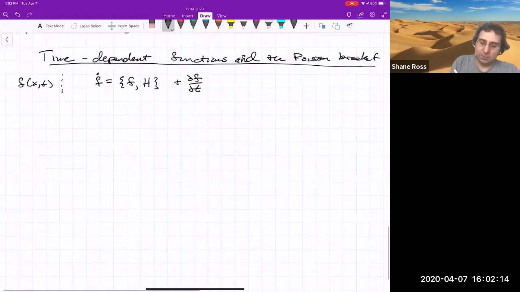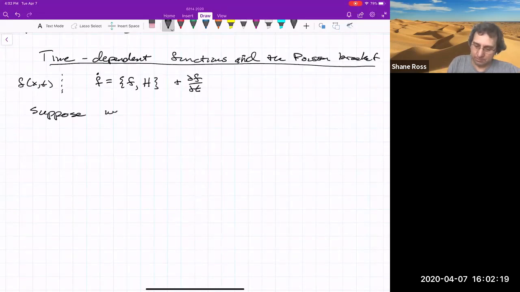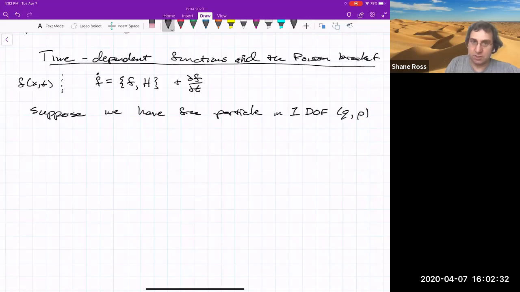Okay, so let's look at an example. I like to do this by way of an example. So let's just suppose we have a free particle. That means there's no forces on it. Free particle in 1 degree of freedom. So that means there's Q and then the conjugate P. So just think of a particle, it's just kind of moving in one direction. It's got an initial momentum and there's nothing to change that momentum. There's no forces. So the Hamiltonian for this is just the kinetic energy written in terms of the momentum.